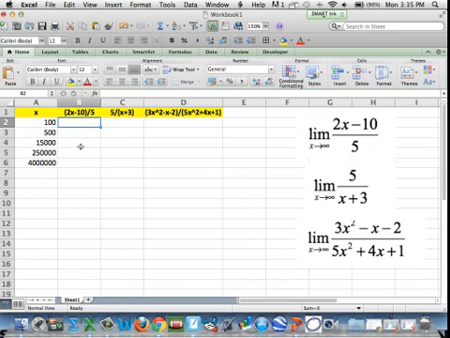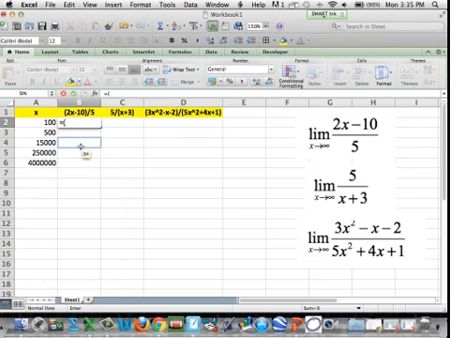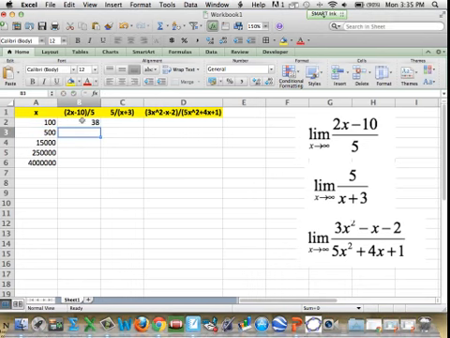So we're going to ask Excel to calculate the value of this function at these x values. Remember, that starts off with an equal sign. We want to do 2 times the value in this cell, A2, minus 10, close parentheses, divided by 5. And then I will double click on the small blue square and it should fill down the values for me.